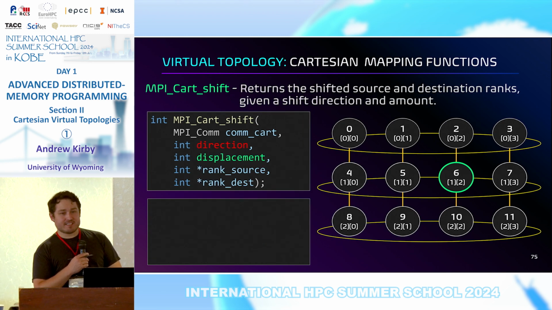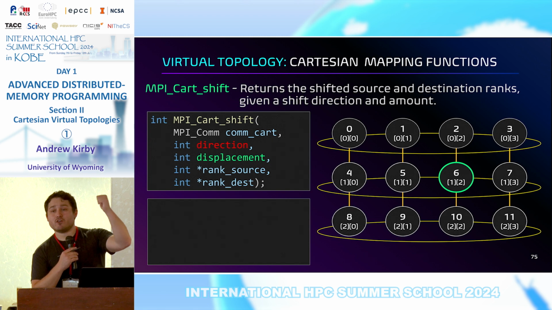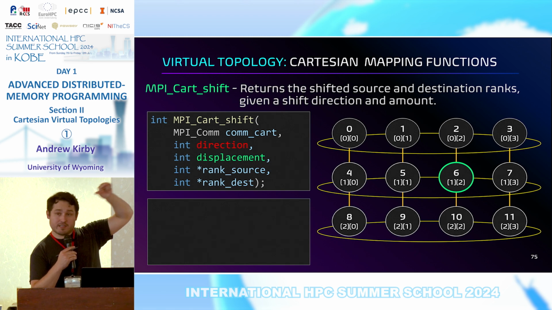Okay, this is the secret sauce of Cartesian topologies. And so this is where the power comes in. You've now figured out your Cartesian topology. You told it how it's partitioned, right, in terms of those earlier functions.